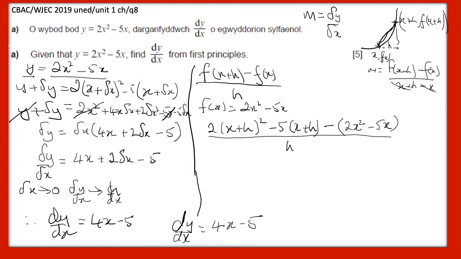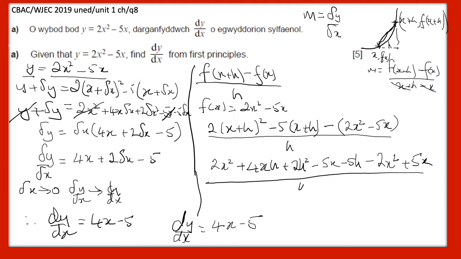Alright, so again, expanding the top, x plus h all squared is x squared plus 2xh, or hx, whichever you prefer, plus h squared. But I've got to multiply it by 2, so I'm going to get 2x squared plus 4xh plus 2h squared minus 5x minus 5h minus 2x squared plus 5x, all divided by h.